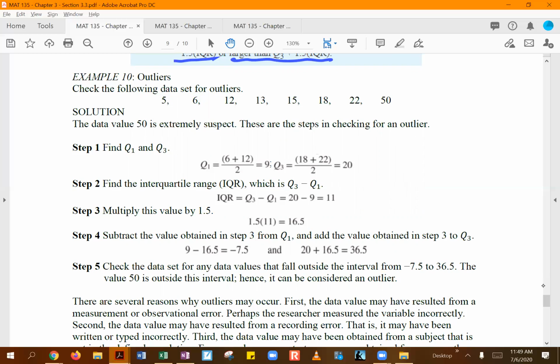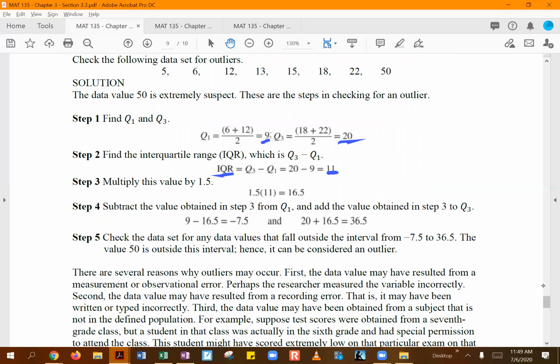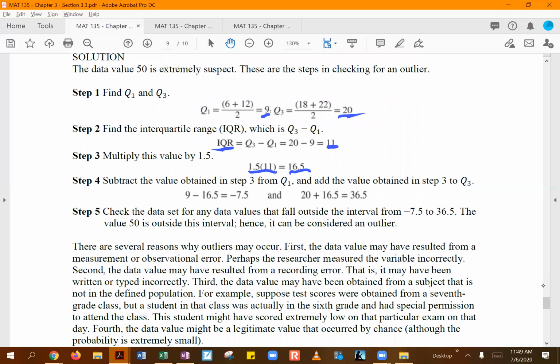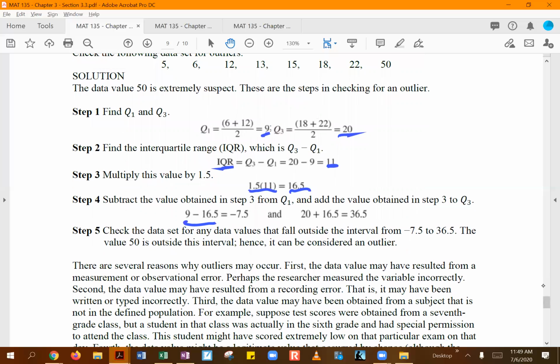We are finding our Q1 and Q3. Finding the interquartile range, it comes out to be 11. Multiply the 11 from the interquartile range with 1.5, so that gives us 16.5. So you subtract the 16.5 from quartile 1, and that gives us negative 7.5. And we add the 16.5 to quartile 3, and of course that gives us 36.5.